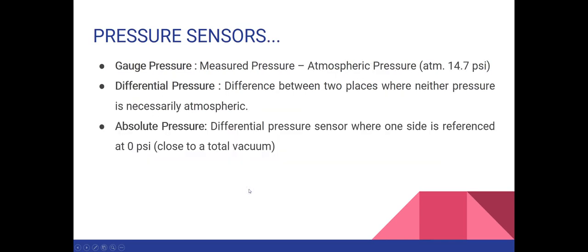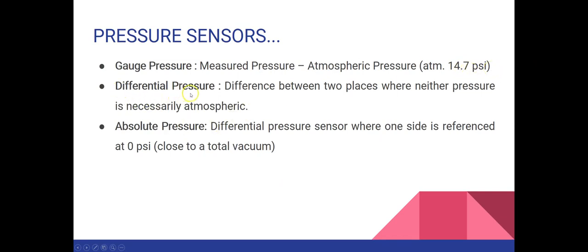Now next we have these three different pressures: gauge pressure, differential pressure, and absolute pressure. Gauge pressure is the simplest pressure, and it can be measured by taking the difference between the measured pressure and the atmospheric pressure. Atmospheric pressure is usually at 14.7 psi.